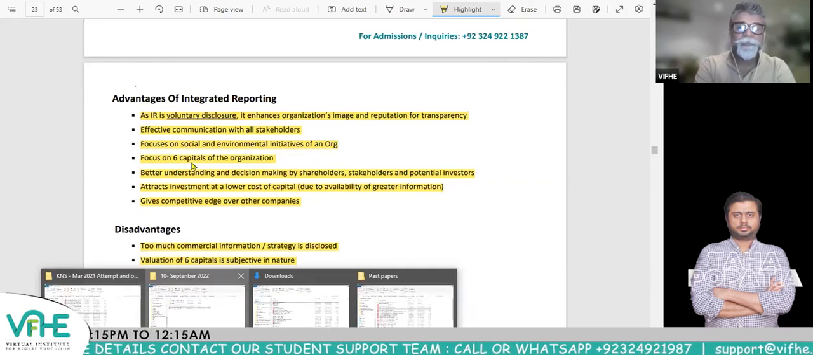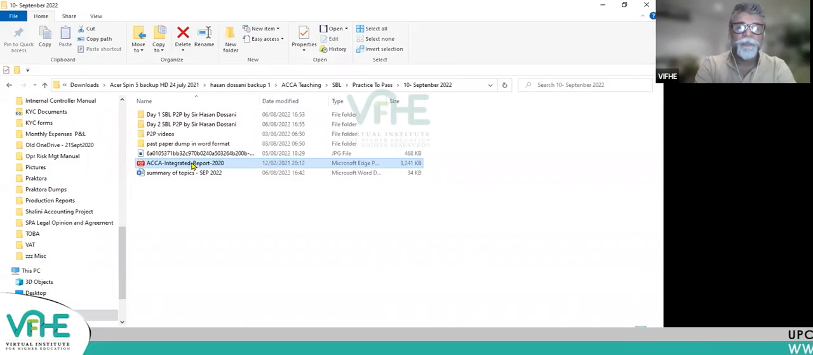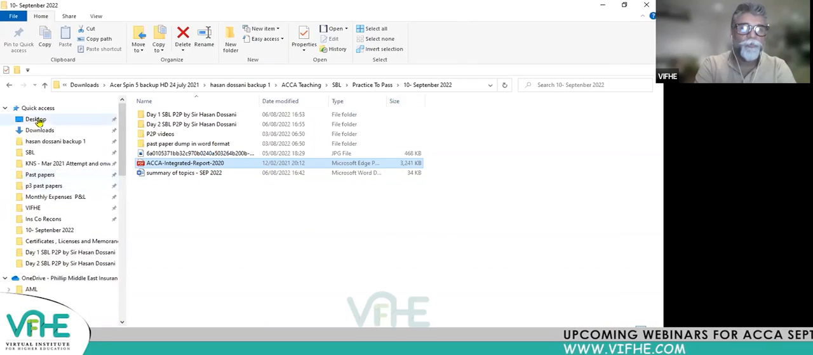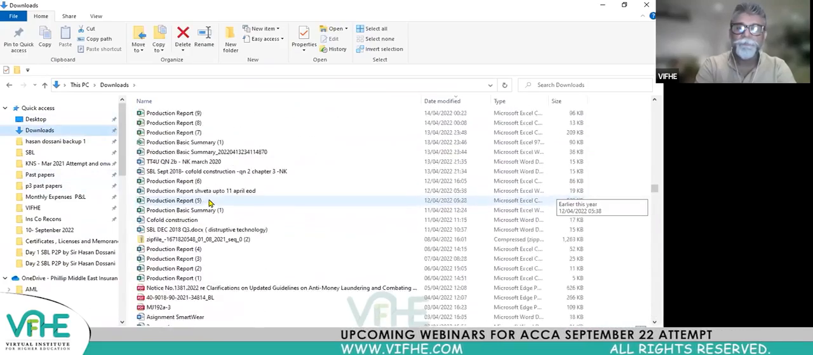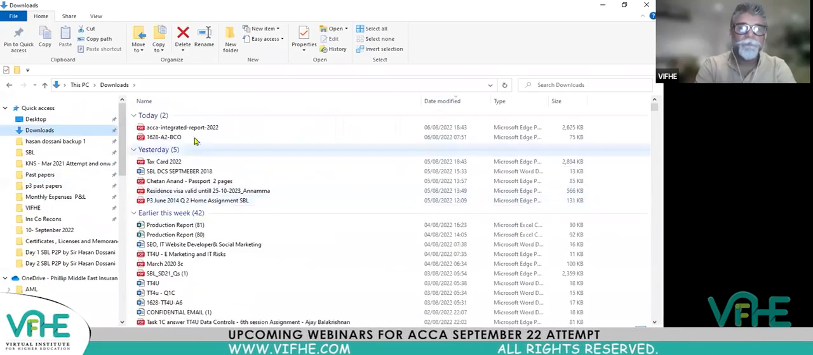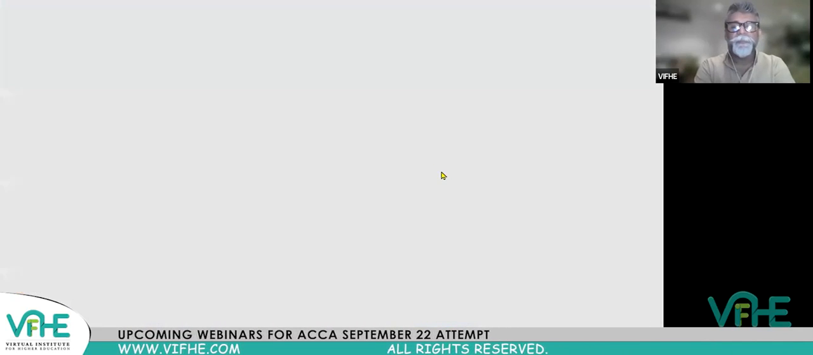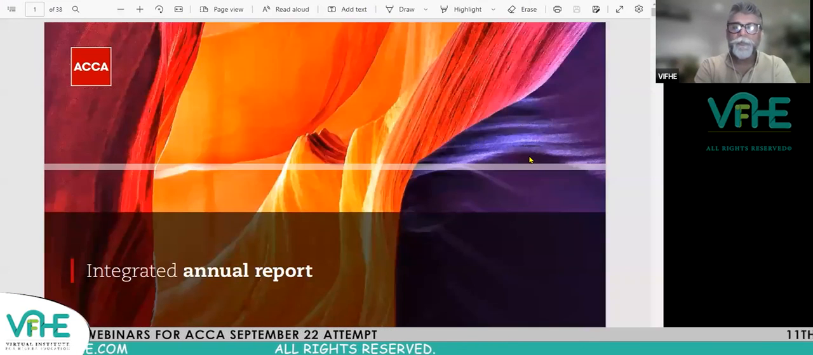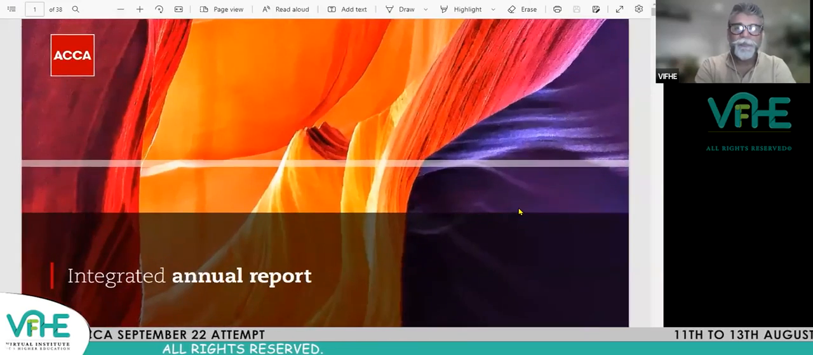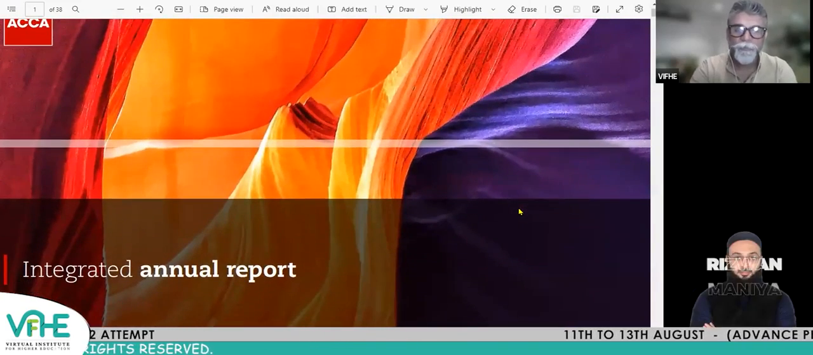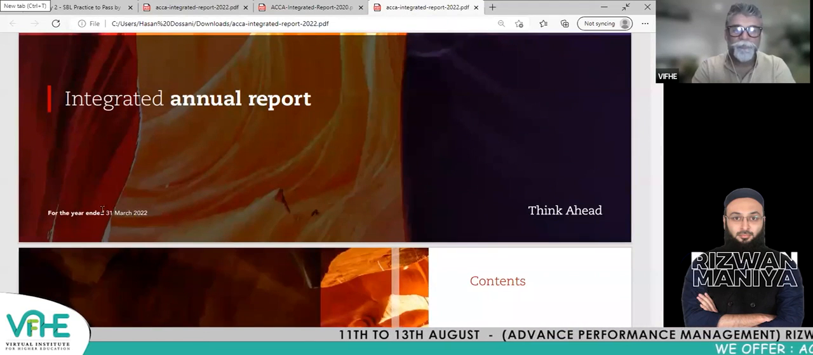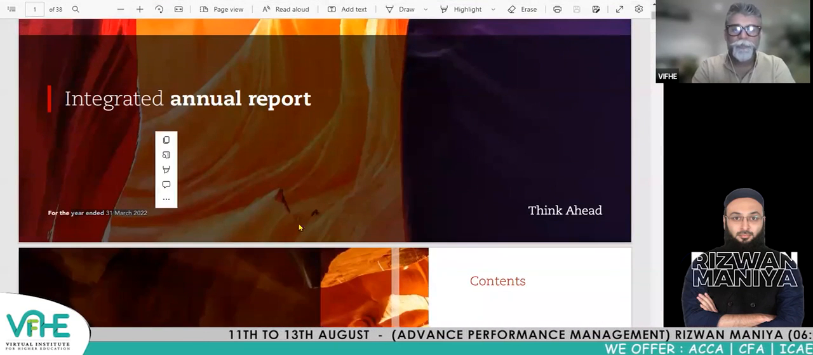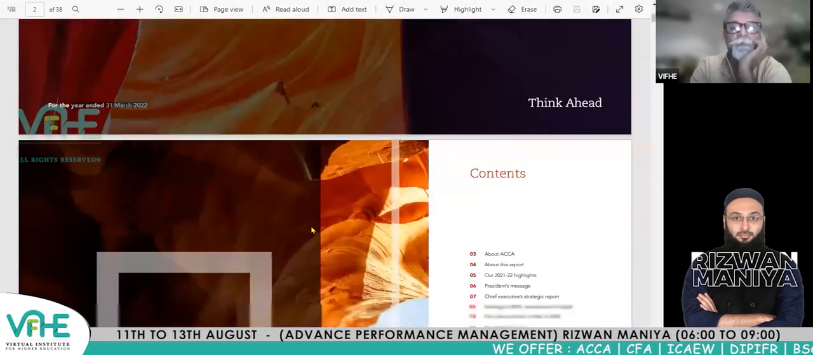So I'll just show you the ACCA's latest integrated report. Where is it? Is it latest? So I think it's in the download thing. So the latest ACCA integrated report is basically for this year 2022. It was published for the year ended 31st March. So it's just like 3 months old.